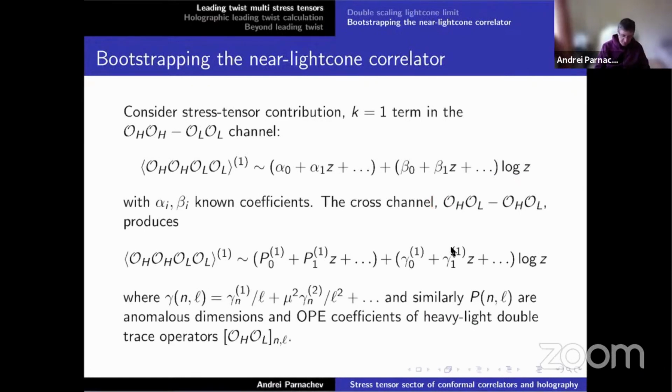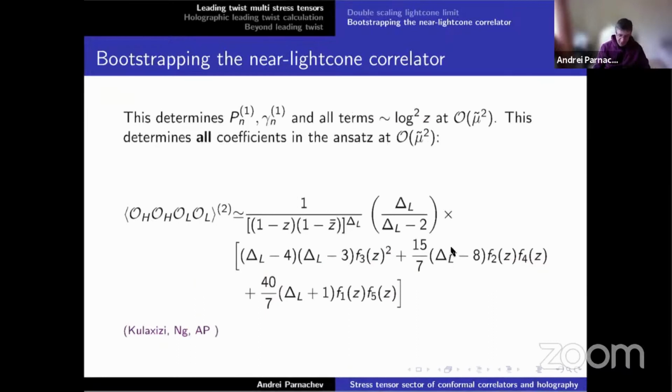Well, the cross channel, of course, produces the same result. So you read off the OPE coefficients and the anomalous dimensions. And then the OPE coefficients and the anomalous dimensions completely determine all terms which contain log squared at order mu tilde squared. So this determines all coefficients in the ansatz at order mu tilde squared, and this is the result. And then you can continue and get the whole heavy-light correlator this way.